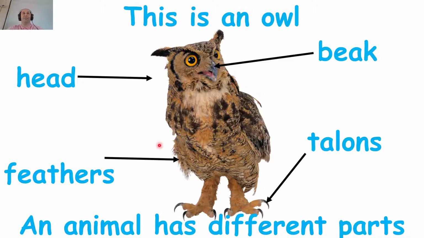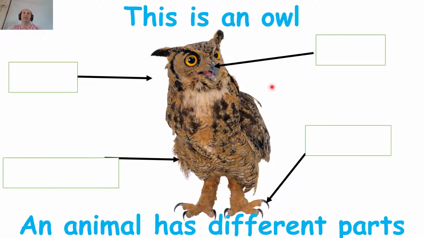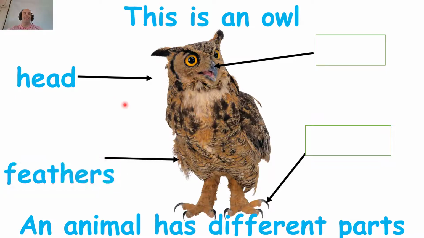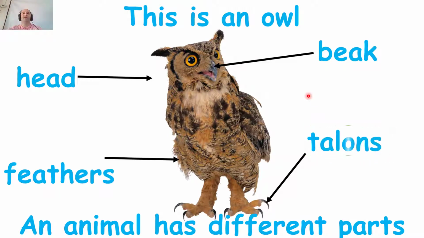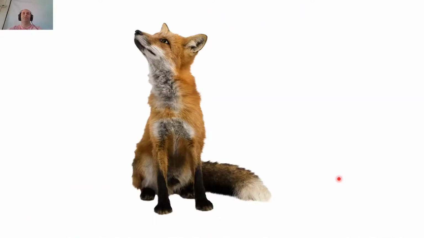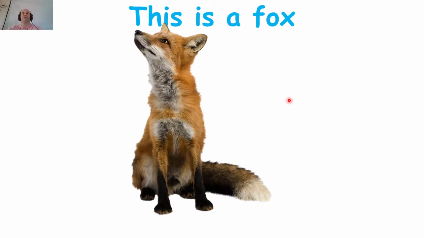Okay, can you remember them? So we have head, we have feathers, we have a beak, and we have talons. What were they again? What does the owl have? The owl has a head. The owl has feathers. The owl has a beak. And the owl has talons. Okay? Good. Let's change the animal. What animal is this? This is a fox.